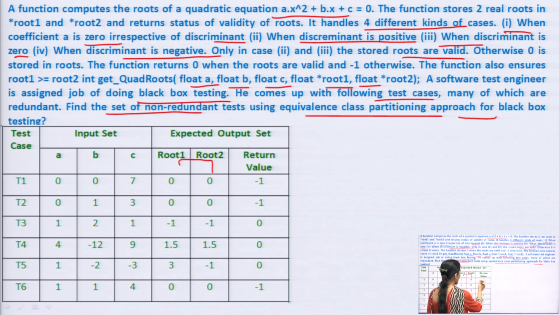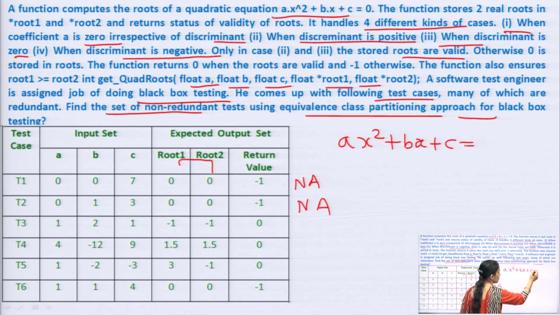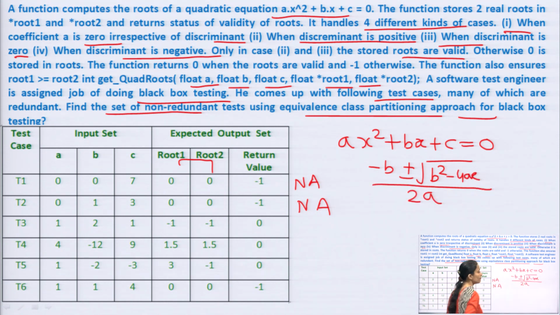This will come out to be not applicable, and again not applicable. This is my quadratic equation, and this is how I calculate the roots: minus b plus minus square root of b square minus 4ac, upon 2a. The plus is for root 1 and the minus for root 2. So these two roots are calculated by putting these A, B, C values.